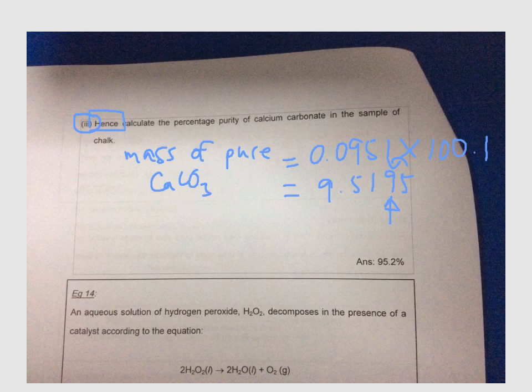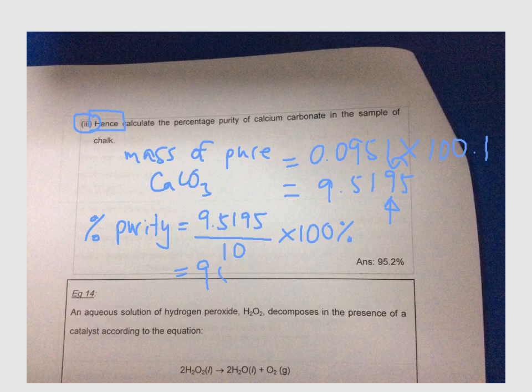Alright, and in order to find the percentage purity, I know that the mass of impure sample of substance is 10 grams, because the impure substance is the chalk. So the chalk is 10 grams. So my percentage purity is equal to 9.5195 over 10 times 100%. And you should be able to get 95.2%.